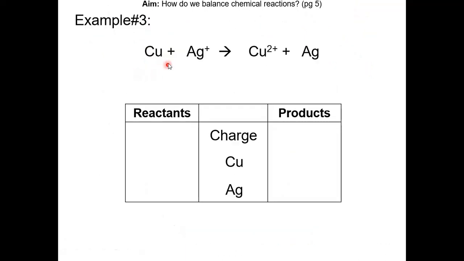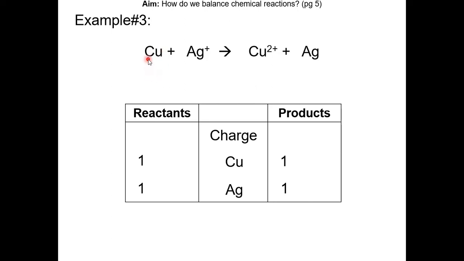Here we have Cu plus Ag+ gives us Cu2+ plus Ag. Let's check if this chemical equation is balanced. We have 1 copper and 1 silver on the reactant side. We have 1 copper and 1 silver on the product side. Now let's check the charge. If you don't see a charge next to an element, that means the charge is 0.